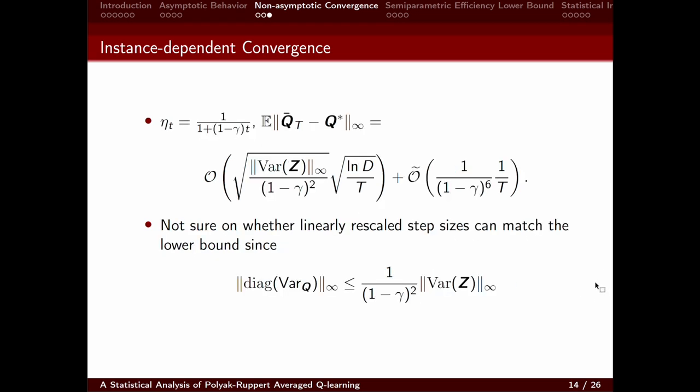We also provide another result for the slightly faster decaying step size, that is the linearly decaying step size. Unfortunately, our result shows that the dominant term is slightly worse, because the quantity could be slightly larger than the difficulty indicator due to the second equation. So it's still an open question whether we could close this gap.